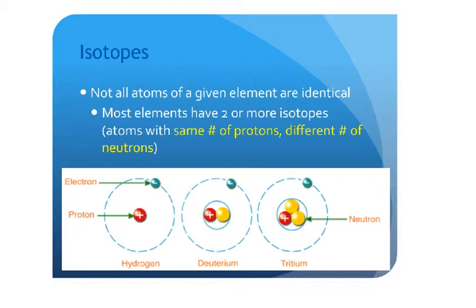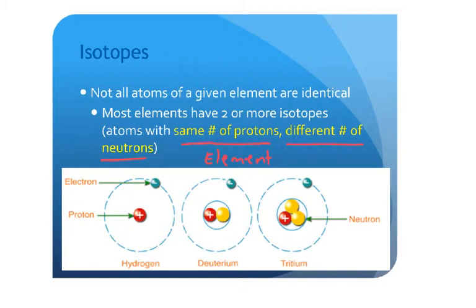An isotope is defined as atoms that have the same number of protons but a different number of neutrons. Because it's the same number of protons, this means that it's the same element. However, the element atoms weigh different, and the reason they have a different mass is because the number of neutrons are different. Let's take a look at a pictorial view of this.